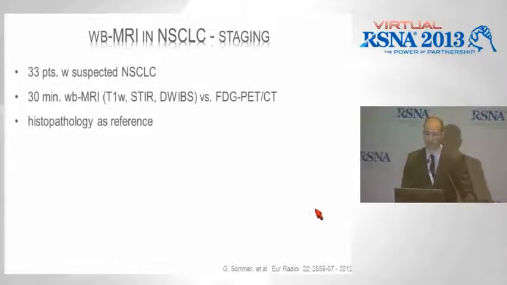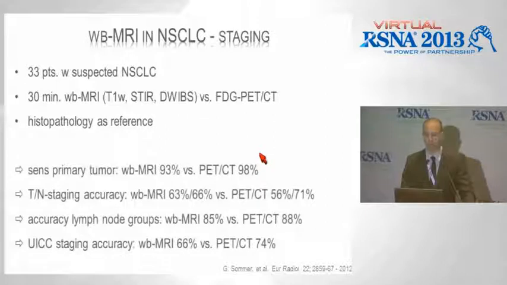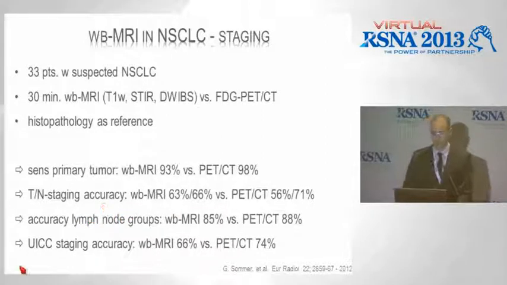Moving on to lung cancer, can you use whole body MRI to stage lung cancer? And this is a nice study done, whole body MRI versus PET CT. And what they basically found is that it's quite similar to PET CT, in some cases a bit inferior if you want to stage the primary tumor, if you do TNM staging, and if you want to find the accurate lymph node groups. But overall staging, it's a bit inferior to PET CT.